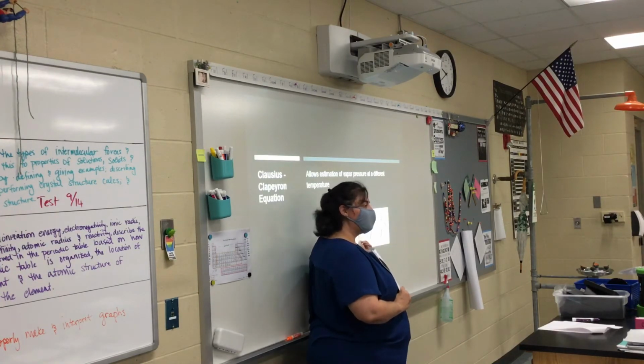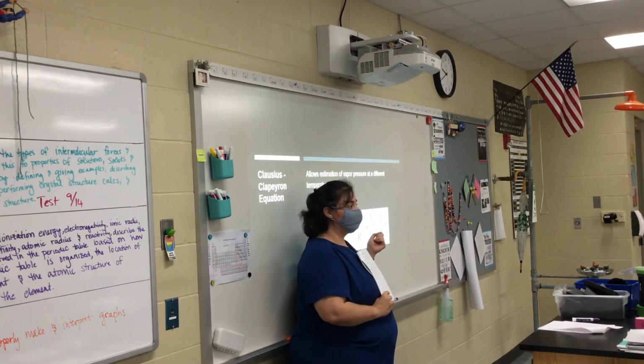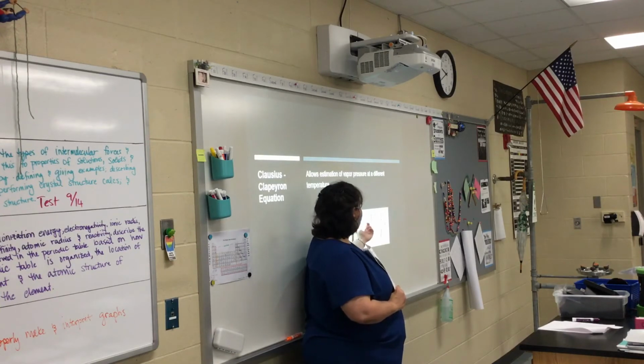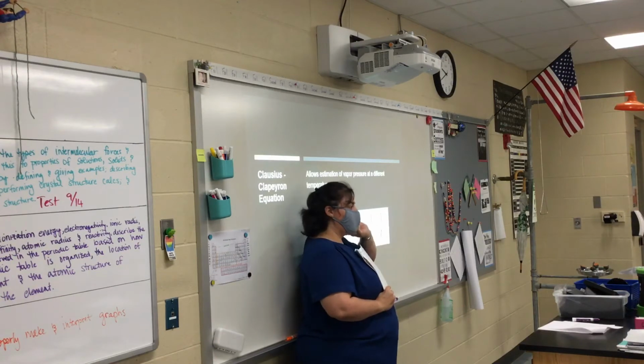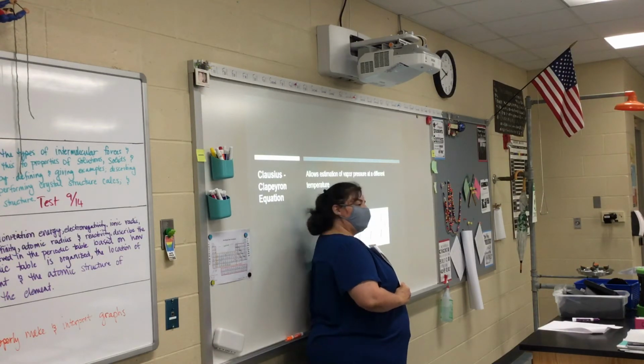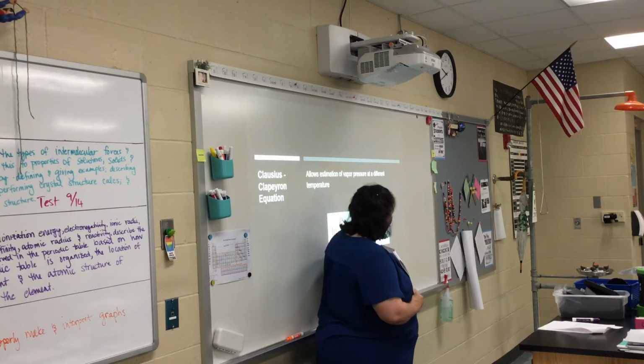What is delta? Delta means change in. So that isn't a number or anything? This will be a number. All of it? The whole thing is one number. Yep. And then we divide by the gas constant, and then we're going to multiply by 1 over T2 minus 1 over T1.